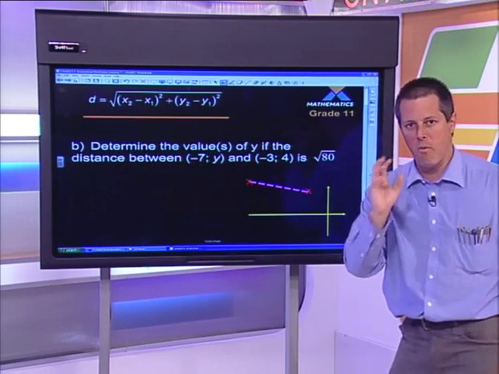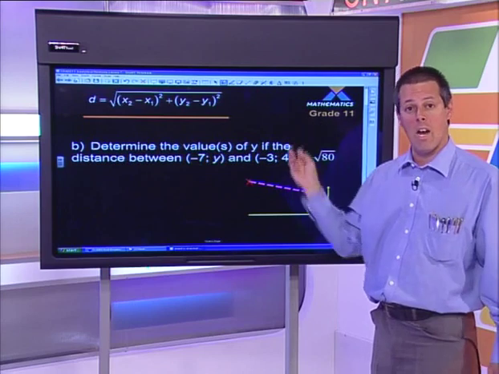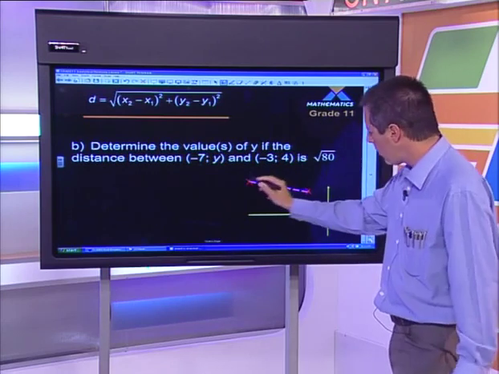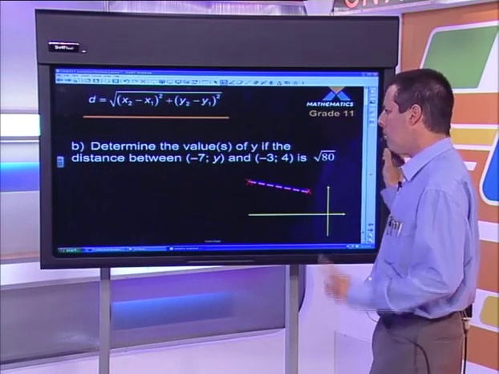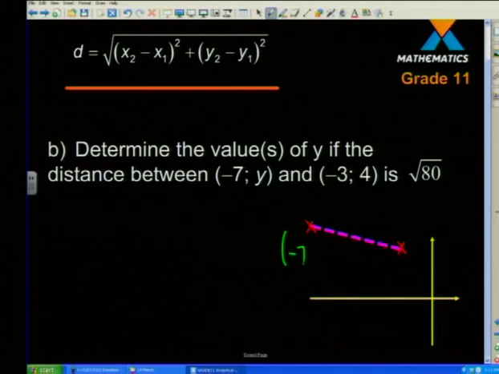But as I said before, you want to get the information into your sketch so that you can now unravel it and everything is there in the form of a picture. So let me write down. So I just draw a little sketch showing a line segment, but I know that the one point is negative 7, y. So this is negative 7, y, and the other coordinate is negative 3, 4.